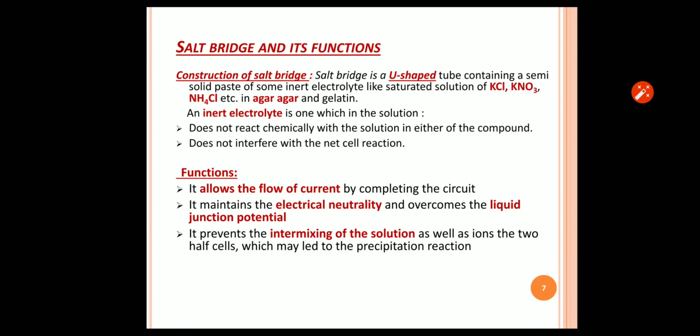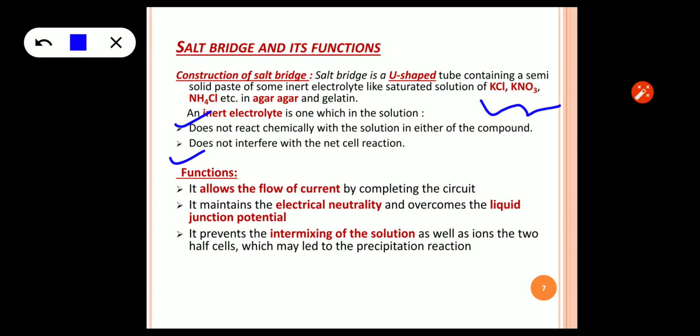So, salt bridge and its functions. Let us review the construction of the salt bridge. The salt bridge is a U-shaped tube where a semi-solid paste of an inert electrolyte, like a saturated solution of KCl, KNO3 or ammonium chloride, is mixed with agar-agar and inserted into the U-tube. These salts are known as inert electrolytes because they do not react chemically with the solution. The second point is that they do not interfere with the net cell reaction.